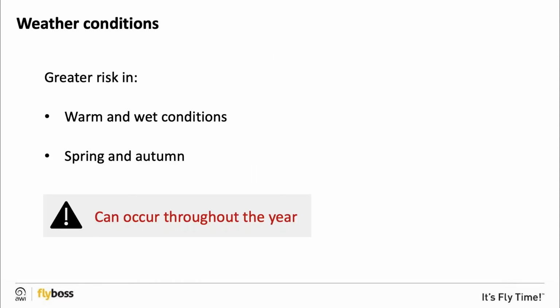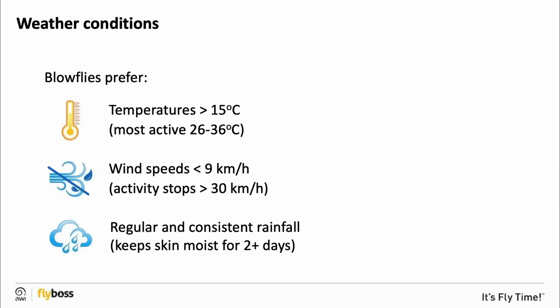Weather conditions play a big role in determining the risk of fly strike. The risk of fly strike is greatest during warm and wet conditions. This usually coincides with spring and autumn, but it can occur throughout the year if climatic conditions make sheep more susceptible to fly strike and favour fly reproduction. So the Australian sheep blowfly activity increases when temperature is above 15 degrees, but they're most active between 26 and 36 degrees. They don't like wind, and so they like wind speeds less than 9 kilometres, and fly activity stops completely when wind is greater than 30 kilometres an hour.